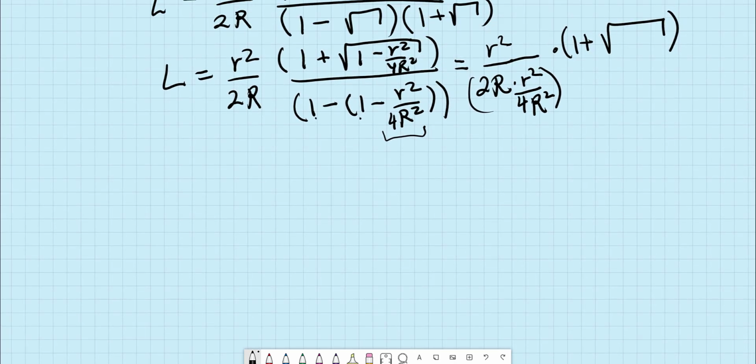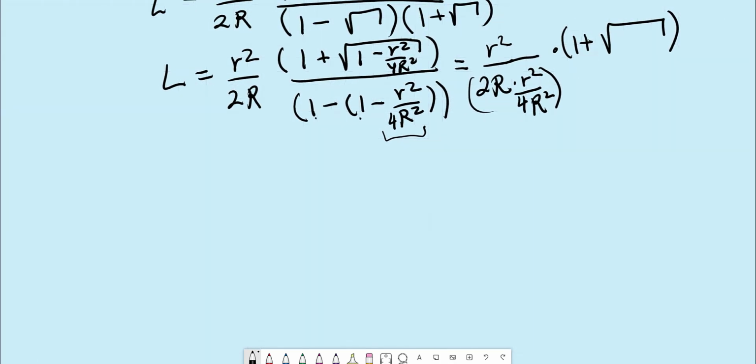Okay, so now let's look at this again. We have L equals r squared divided by 2 capital R lowercase r squared. And now this 4R squared, because it's the denominator of the denominator, will go up to the numerator. And we can use our usual rules to simplify.